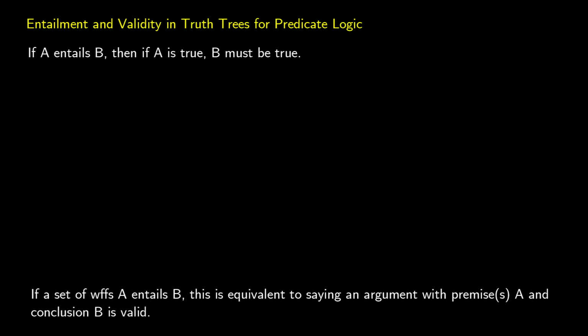Let's talk about entailment and validity in truth trees for predicate logic. Now, nothing has really changed since propositional logic, but because we have four new rules, we might as well do some practice with those. As a reminder, if A entails B, that means if A is true, then B must be true.